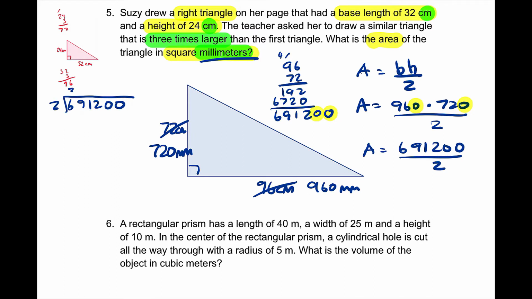2 goes into 6 3 times, and it goes into 9 4 times. It goes into 11 5 times. It goes into 12 6 times. And then the other ones will just be 0 and 0. So the answer is going to be 345,600. And the units were millimeters, and because it's area, it needs to be squared.